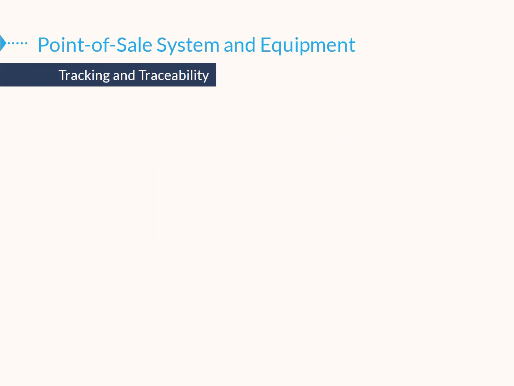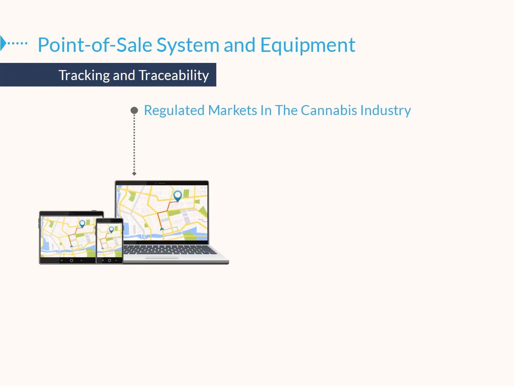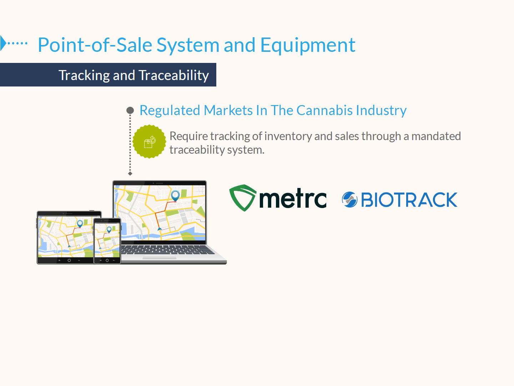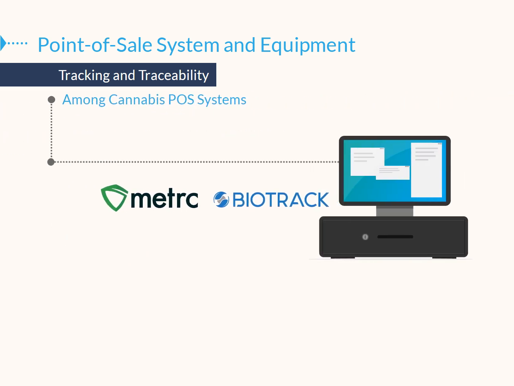Tracking and traceability. Most regulated markets in the cannabis industry require tracking of inventory and sales through a mandated traceability system such as METRC, BioTrack, etc. Even among cannabis POS systems, the level of integration with the tracking system varies, with many offering only batch reporting at the end of the day.